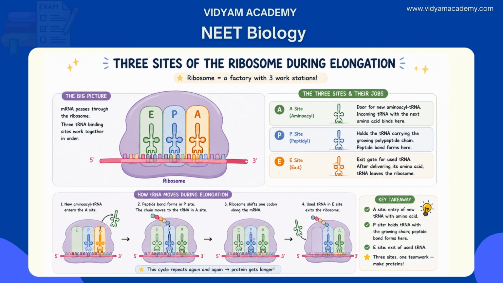The tRNA that was in the P site, now without its amino acid, moves to the E exit site and leaves the ribosome. The tRNA from the A site moves to the P site carrying the elongated chain, and a new aminoacyl tRNA enters the empty A site. That's why option C is the right answer for this question.